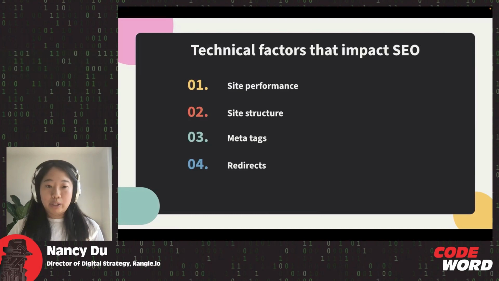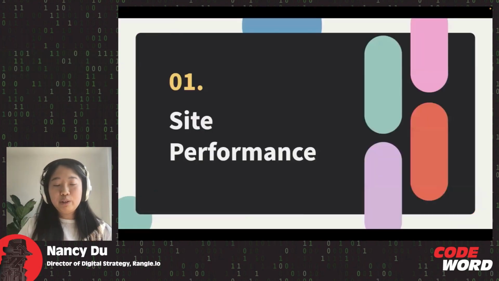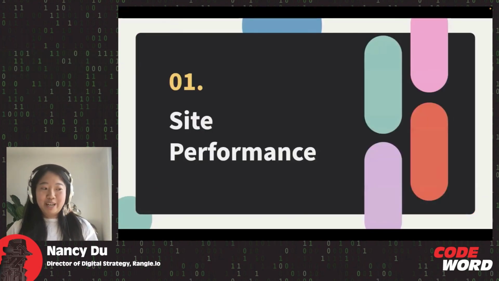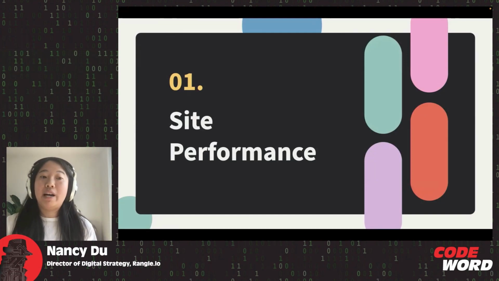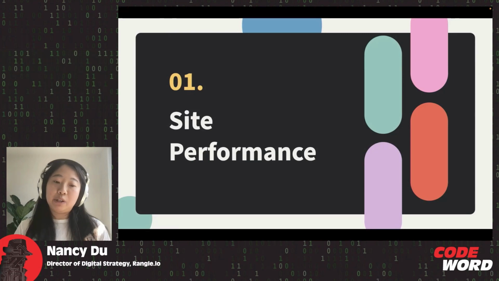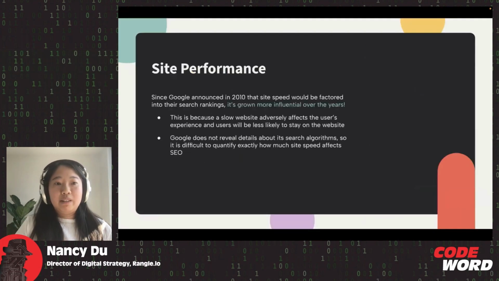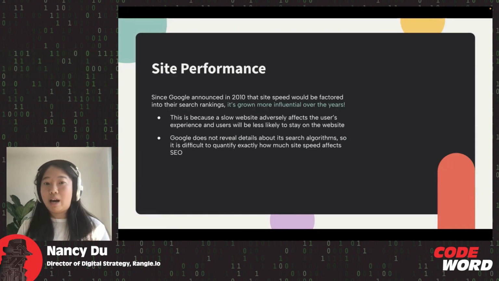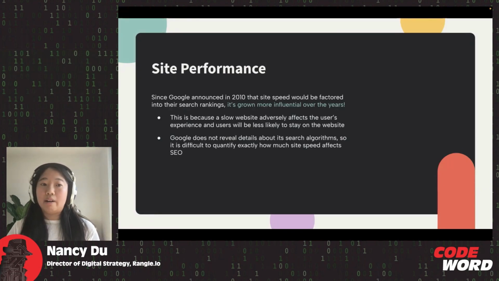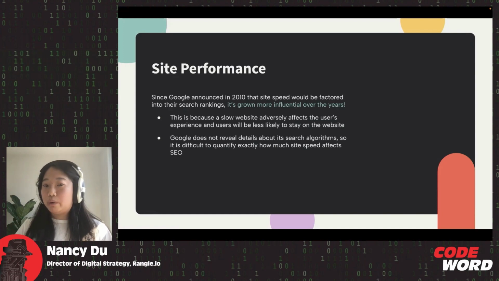talk about redirects. So let's get into the first topic, which tends to be the largest topic, and it tends to also have the highest impact from a technical perspective, at least for your SEO, and that's site performance. So since 2010, Google has announced that site speed would be a factor that goes into their search ranking algorithm. And it's definitely grown more influential over the years.